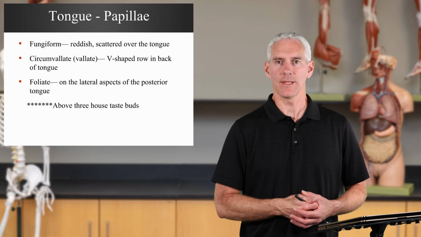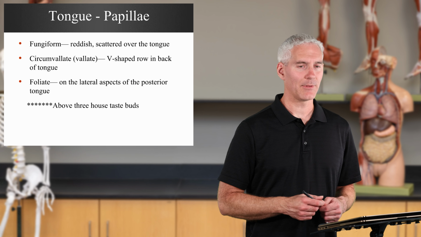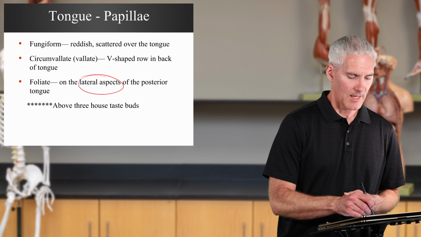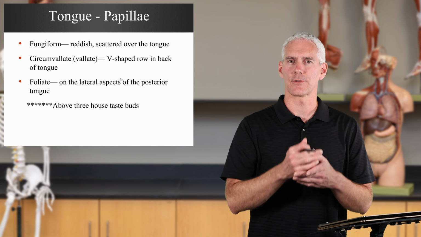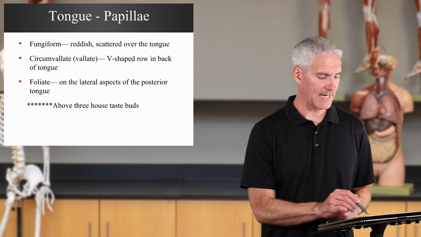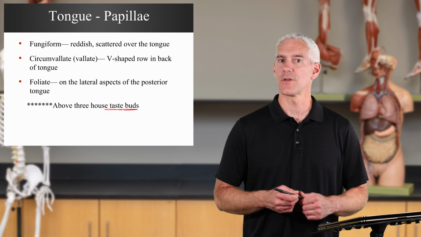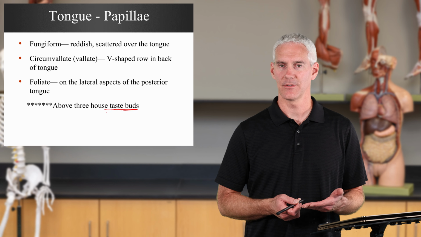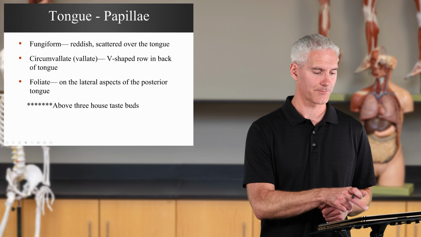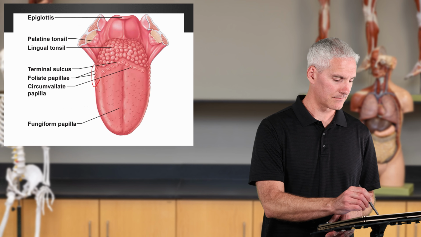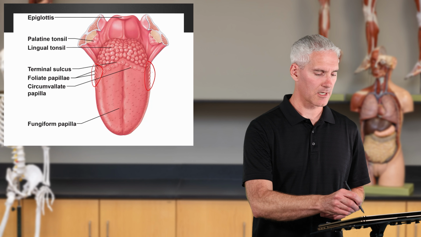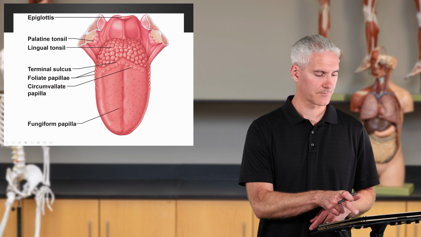We then have the foliate papilla. The foliate papilla are on the more lateral aspects of the tongue here. Now, they actually look like little slits on the lateral sides. But all three of these papilla contain taste buds. So the 5 different tastes that you have, all those taste buds are inside these 3 different papilla. So here are the foliates on the sides, almost like little slits in the side of your tongue. Those are going to be the foliate papilla.